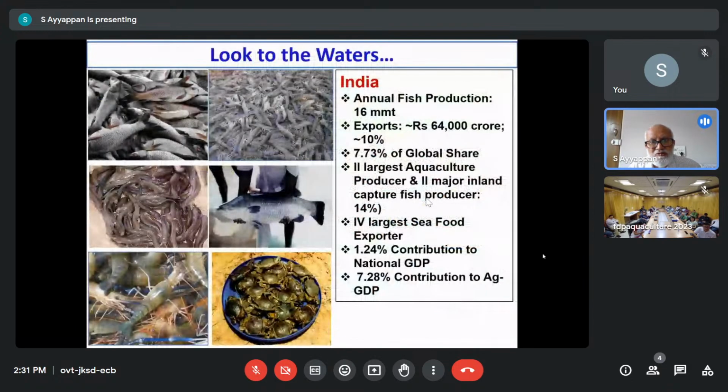Now, we have been talking of looking to the waters, because when we talked of food production, there are reducing land areas and increasing problems with regard to land-based food production. People have started taking note of the seas, the rivers, the canals, the lakes, the reservoirs, the tanks, and the ponds, and so on. That's where we have the potential to easily increase it to something like 22 million tons by 2030. And these figures, just for your information: fish contributes something like 1.24% to the national GDP and 7-8% to agricultural GDP.